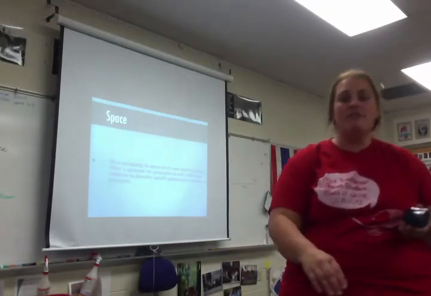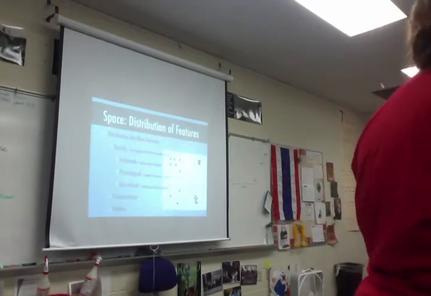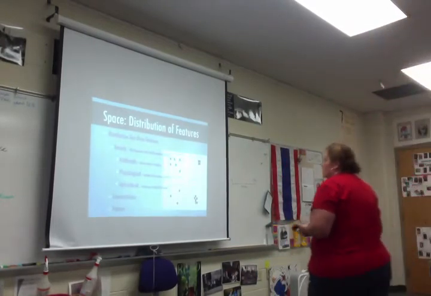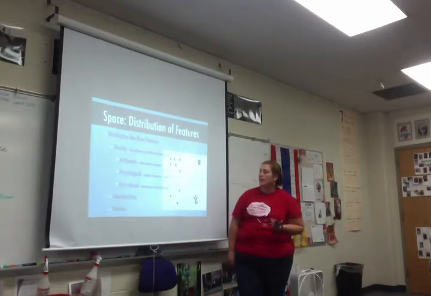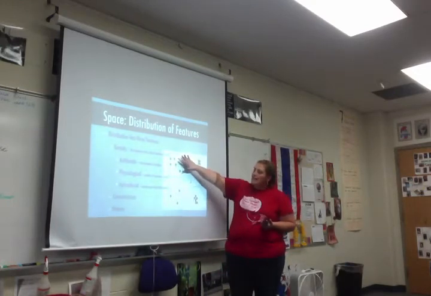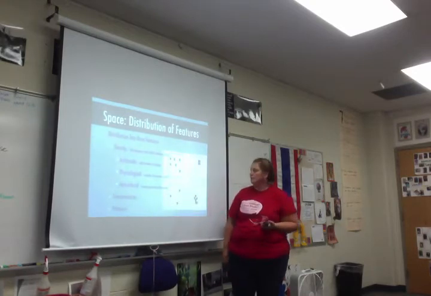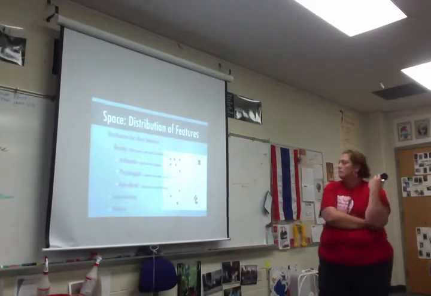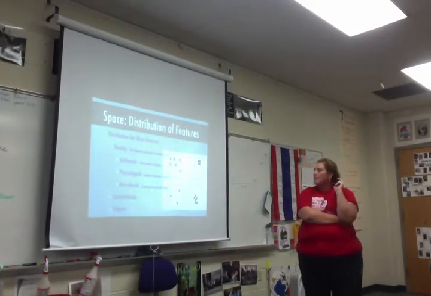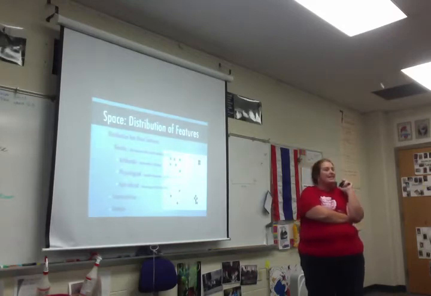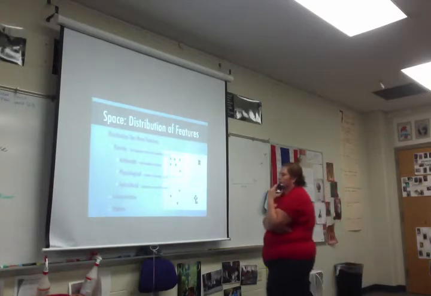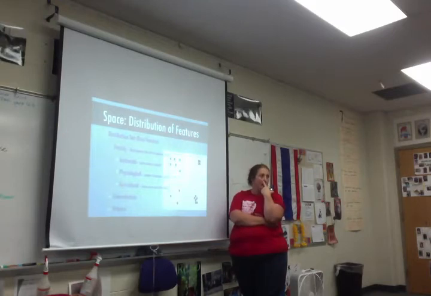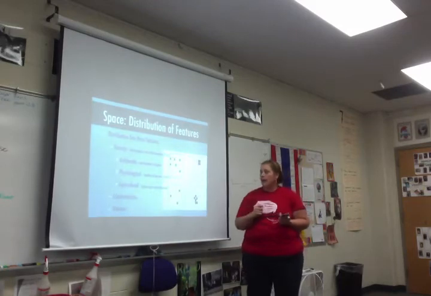And there's a couple of topics that fall underneath space. Distribution of features. When you're thinking about how space is divided up, looking at things like density, concentration, and pattern. Look at these four examples. Which of those examples, A, B, C, or D, is an example of pattern? B, why? Right, a regular order. So space can be defined regularly, right?